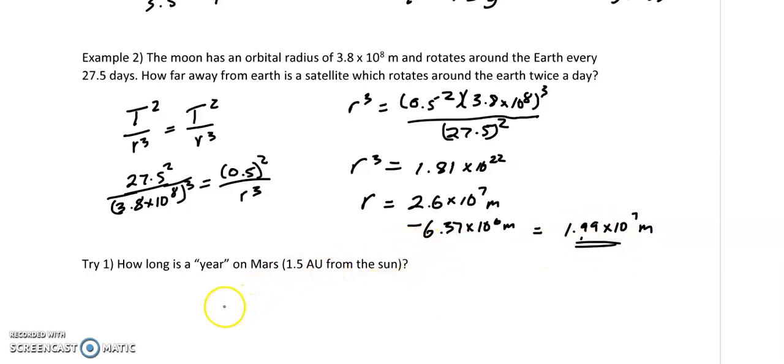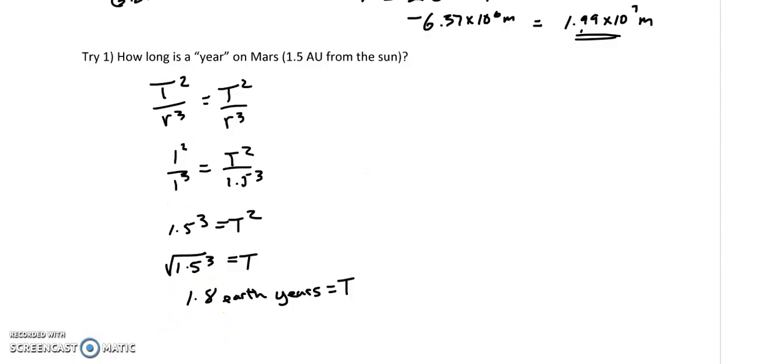Okay, give this next one a try. How long is a year on Mars? Pause the video and we'll come back to it. So what you should find here is that you wound up with t squared over r cubed. Compare it to Earth. The radius you've been given is 1.5 astronomical units, and you should have wound up with 1.8 Earth years as your period.